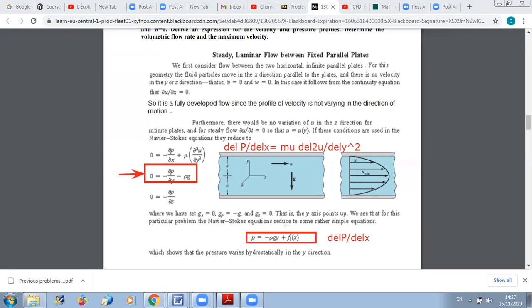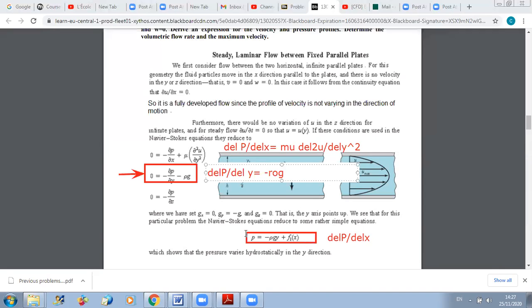When I do del P by del X from this second relation, what is the conclusion I can make from the second relation? I can just say that del P over del Y is equal to minus rho G, okay? So now if you integrate del P by del Y equal to minus rho G, what do you get? You get that the pressure P is minus rho Gy plus a certain function of X, because we said that P is a function of X and Y. So if you integrate with respect to Y, you consider X as a constant. This is why you add plus a function of X.